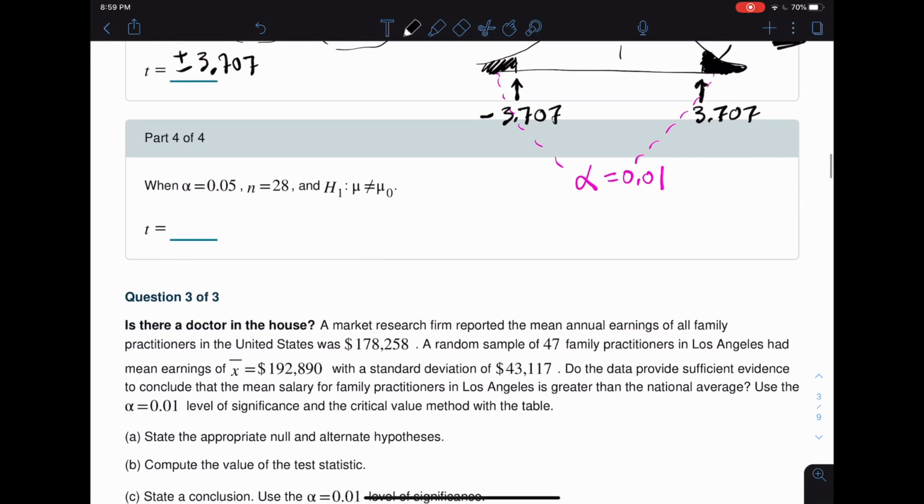Okay, last one of these, and then we have a hypothesis test to do. Once again, it's not equal, so therefore we're talking two tails.